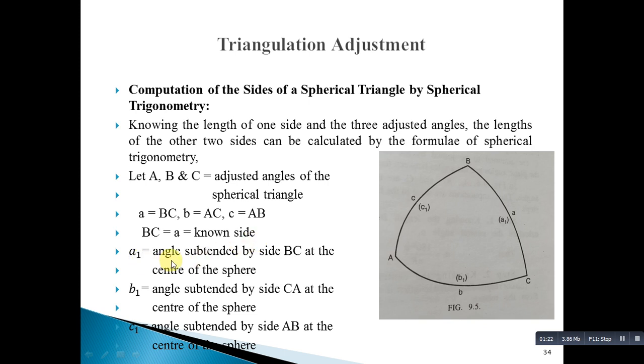A1 is the angle subtended by the side BC at the center of the sphere. B1 is the angle subtended by the side CA at the center of the sphere. And C1 is the angle subtended by the side AB at the center of the sphere.